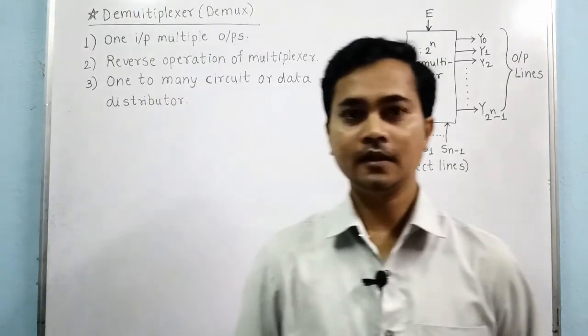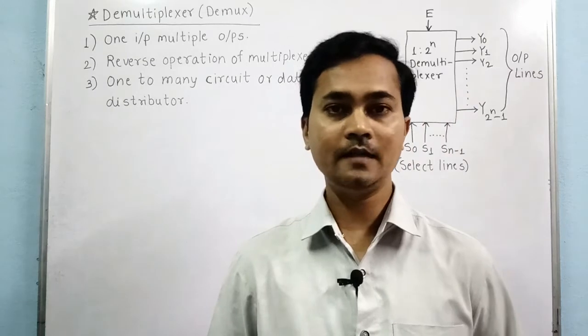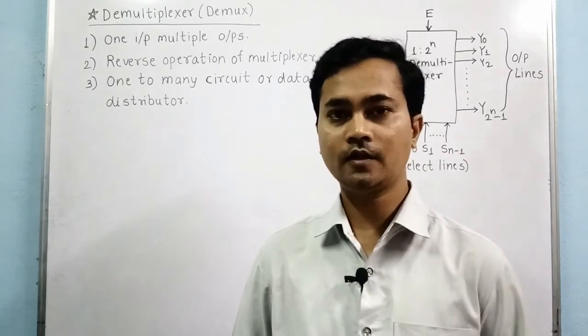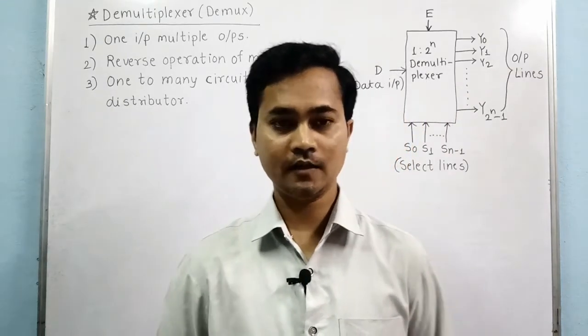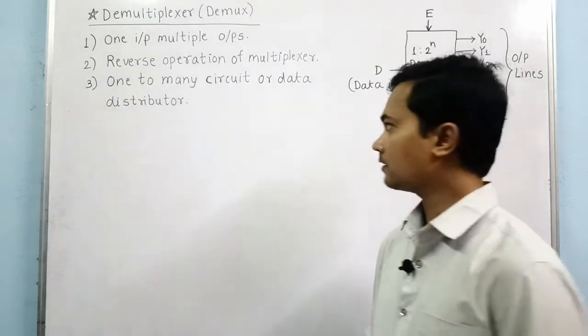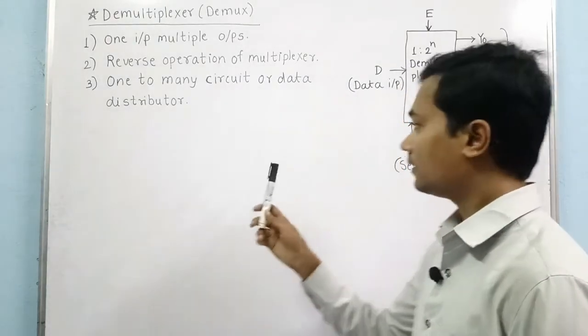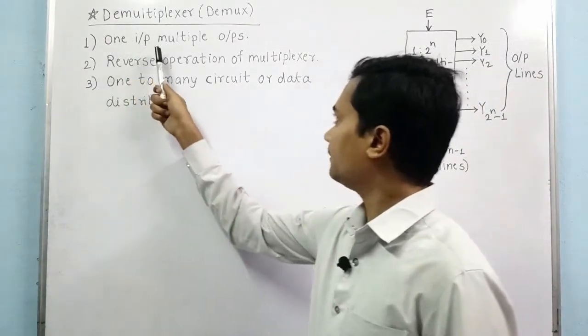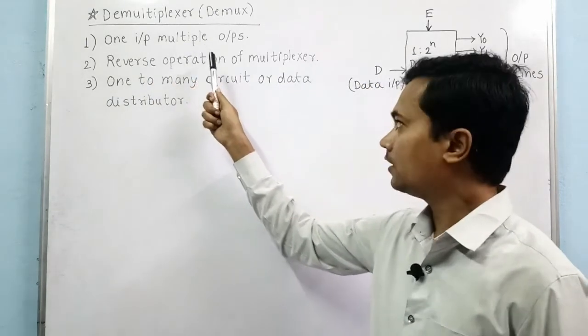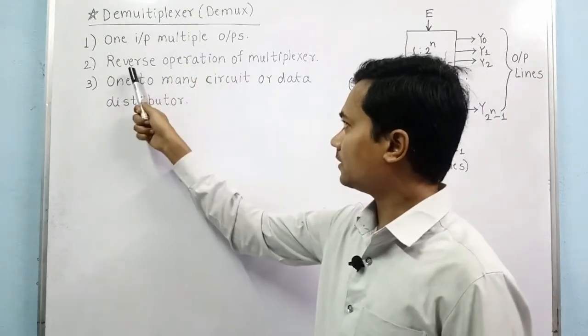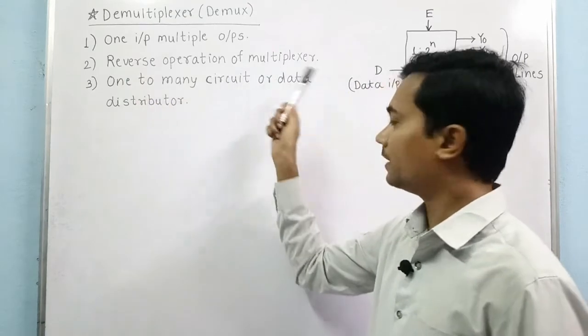Hello everyone. In this video we are going to see the demultiplexer, also called demux. Okay, so let us see the points about the demultiplexer. A demultiplexer has only one input and multiple outputs, and actually it is the reverse operation of the multiplexer.